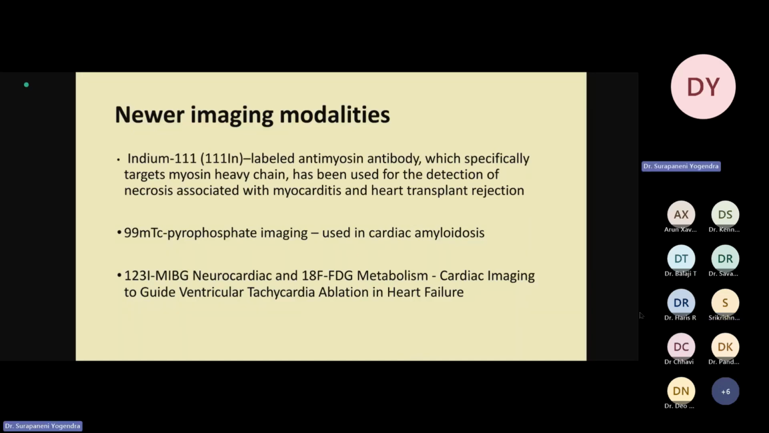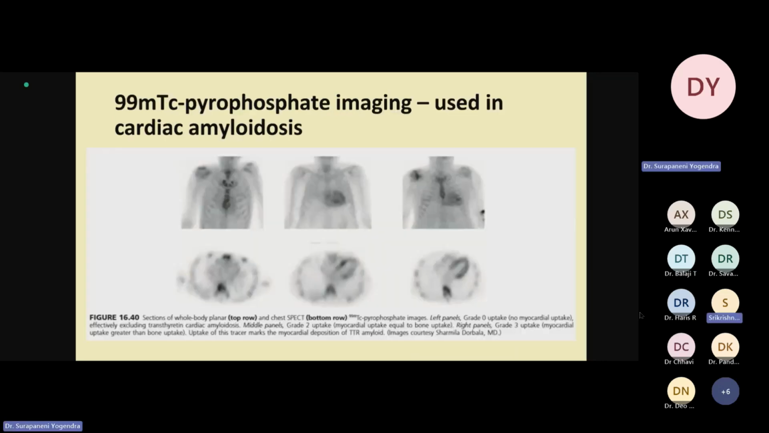This is technetium-99 pyrophosphate imaging used in cardiac management. The top row shows the planar whole body acquisition, and the bottom row shows SPECT images. Technetium pyrophosphate. Now on the left panel, when we compare, the uptake is lower than bone uptake.